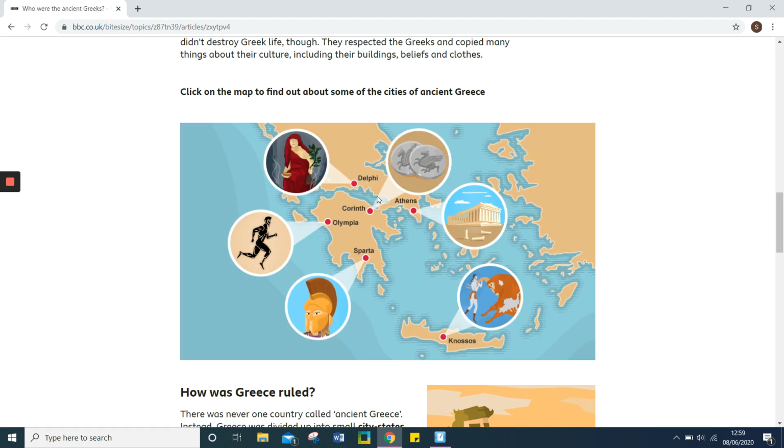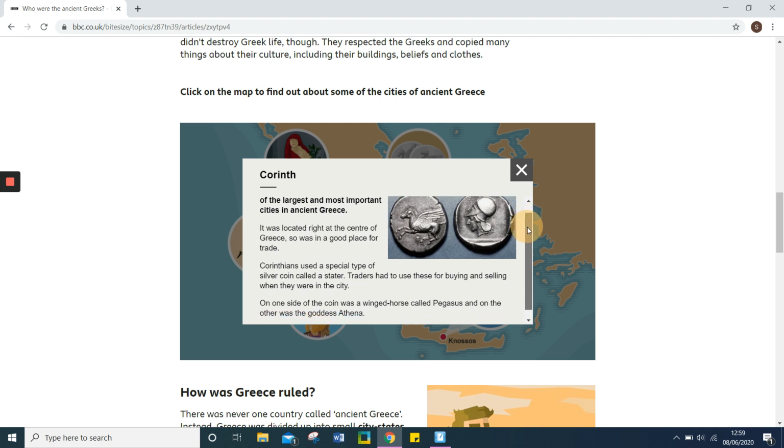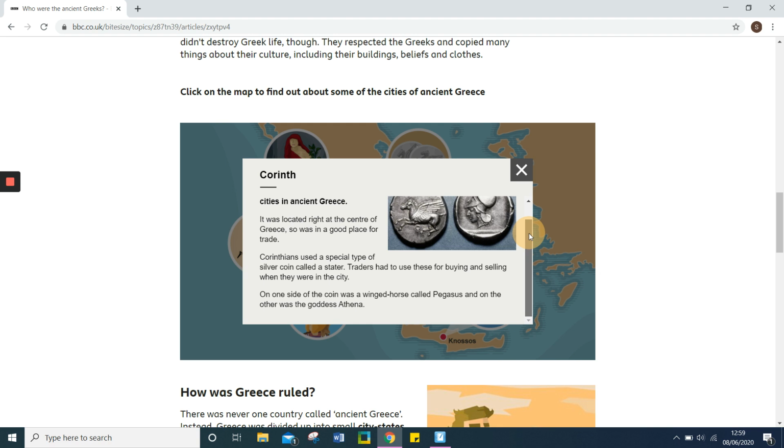And lastly, let's take a look at Corinth. Around 400 BC, Corinth was one of the largest and most important cities in ancient Greece. It was located right at the centre of Greece, so was in a good place for trade.